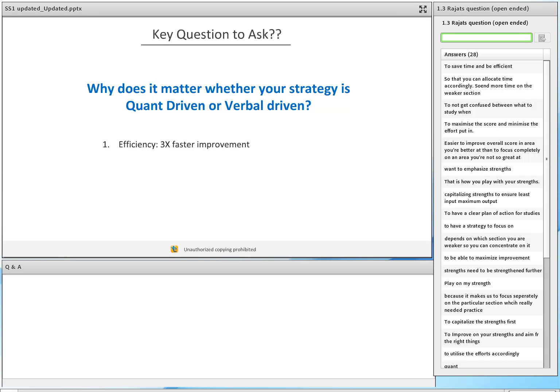It improves your chances of success. The second thing is it also improves your efficiency with regards to how fast you get to that score improvement. One other piece which is really important is confidence.